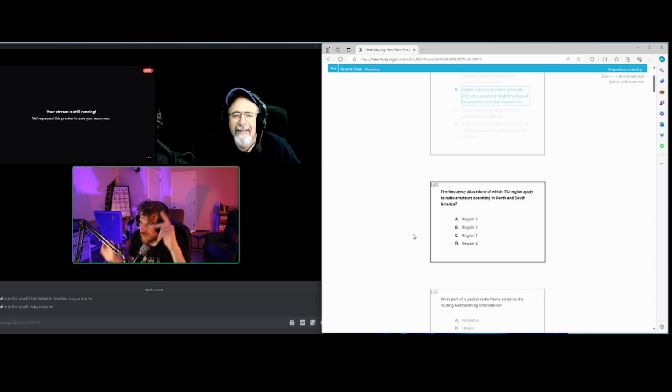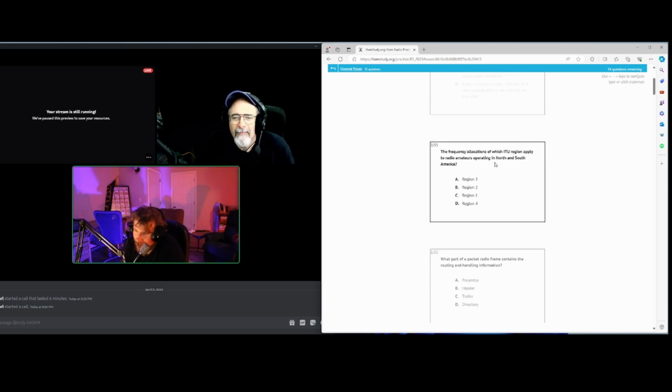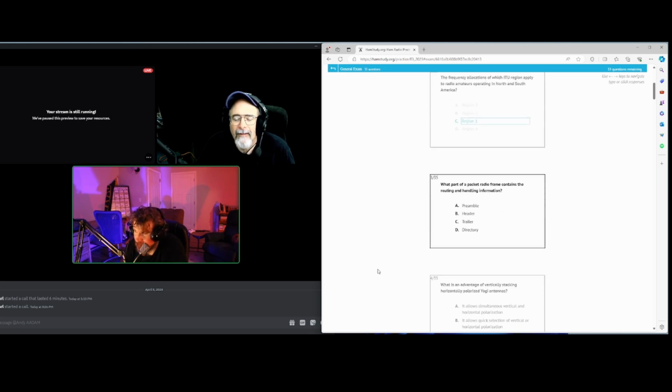Higher frequency. The frequency allocations of which ITU region apply to radio amateurs operating in North and South America? Absolutely no clue. So North America's best, region one.